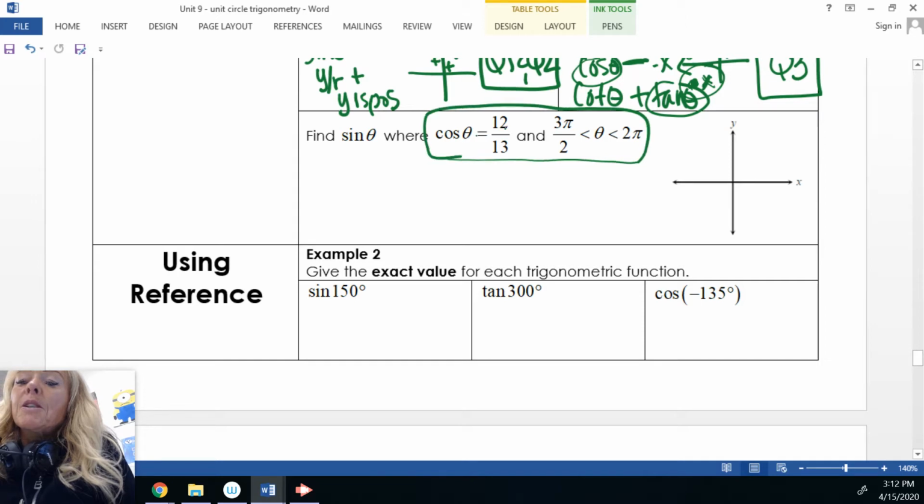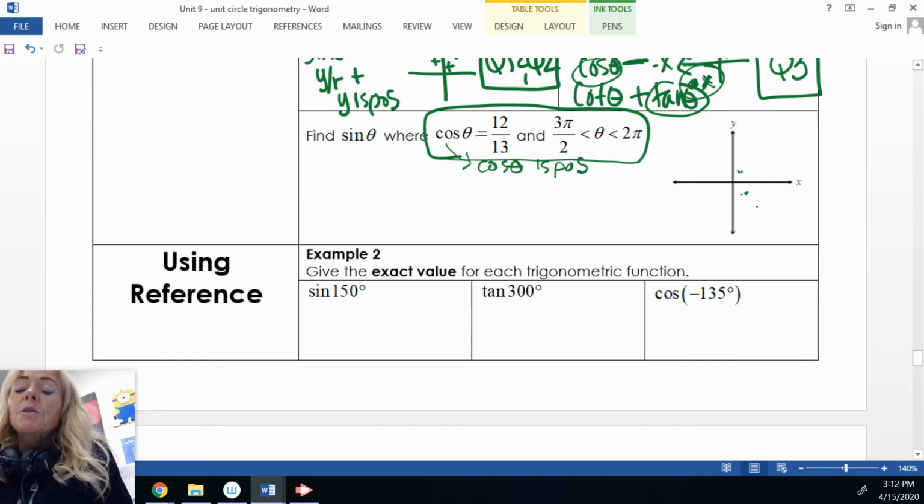Now cosine is 12 over 13 means cosine is positive. So this means cosine theta is positive. Where is it positive? Where x is positive. X is positive in these two quadrants, so we've narrowed it down to these two quadrants. Now we don't know where that triangle is going to be other than that it will be in these two quadrants.